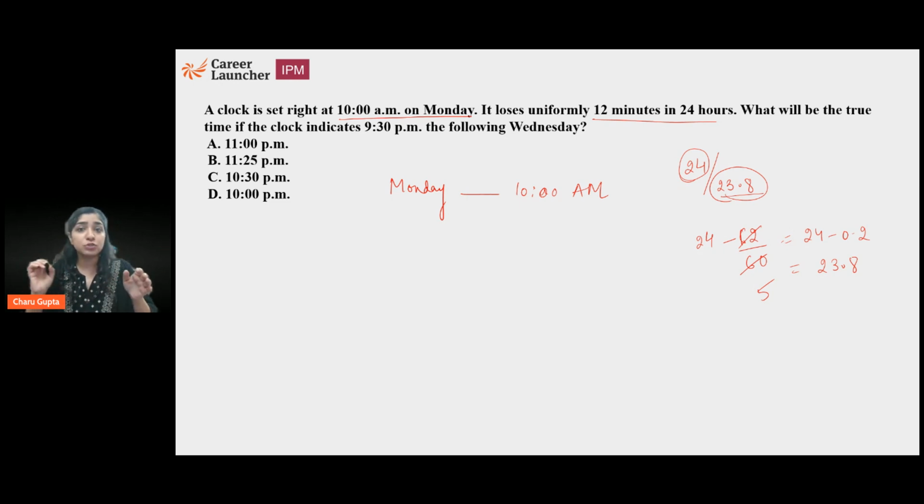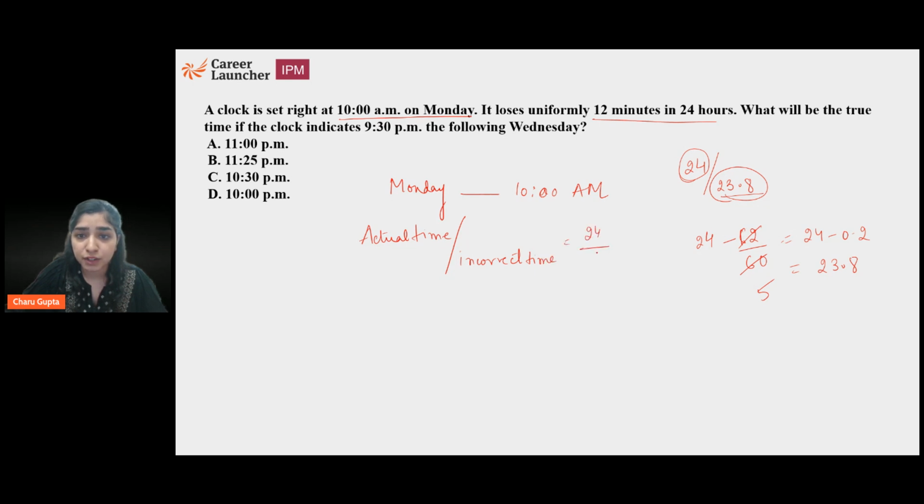And the clock is losing time in a constant manner. So this ratio is actual time by the incorrect time, which is equal to 24 divided by 23.8. Now we are given that what will be the true time if the clock indicates 9:30 p.m. the following Wednesday. So how do we approach this?